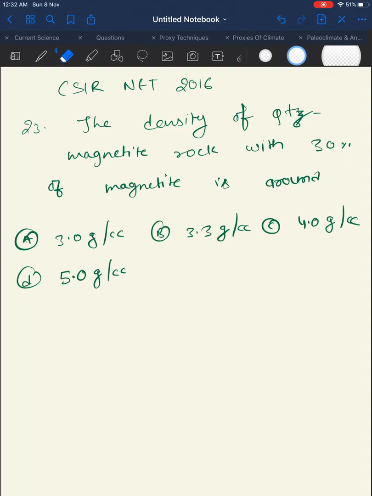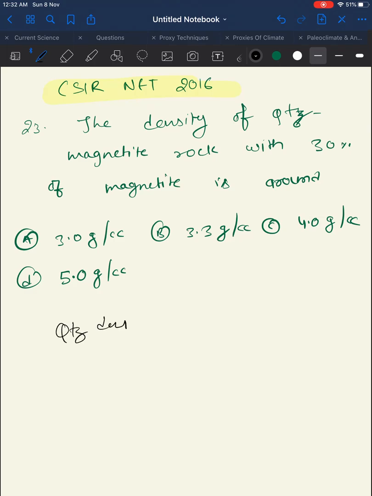So let's begin with the question. The question is from 2016: the density of quartz magnetite rock with 30% of magnetite is around... We have to find the density. Let's see how to solve it. There are four options, A, B, C, D. Let's write what is given first. For this question you should know the density of quartz.